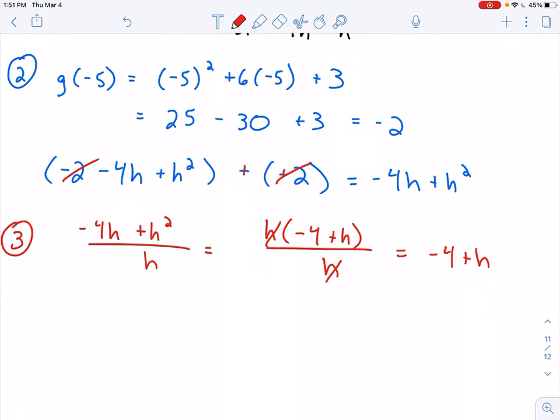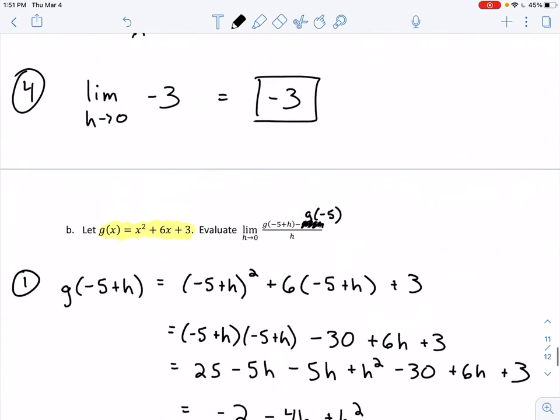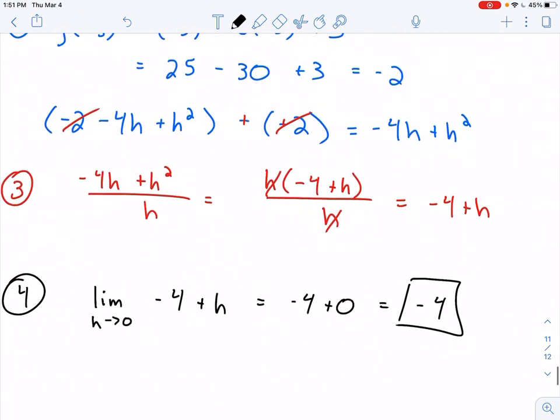So I move on to my fourth and final step right here. I'm going to take the limit of what I found in step 3. So I'm going to take the limit as h approaches 0 of -4 plus h. Here I can just plug 0 in for h. That's -4 plus 0 gives me -4. There's my answer. Is that the same thing I ended up with last time? Oh, -3. Okay. But there we go. That's our answer, is -4.